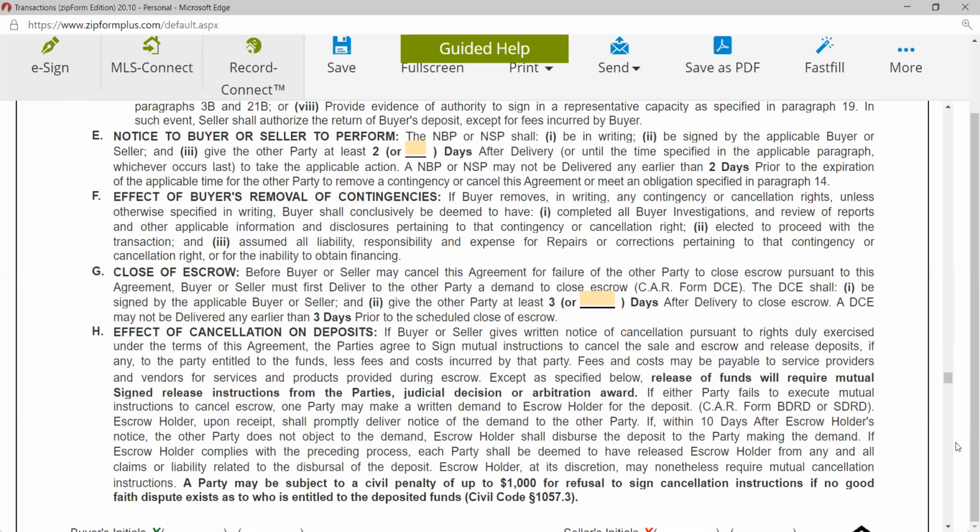We couldn't close, and we asked for an extension of the loan contingency because we found out they really just don't have the money to buy. So we really had to cancel and get our deposit back. We did that, and fortunately they did sign, so we were able to get their 3% deposit back.